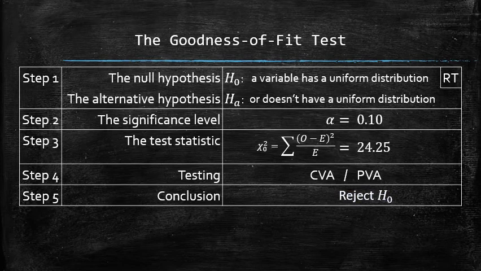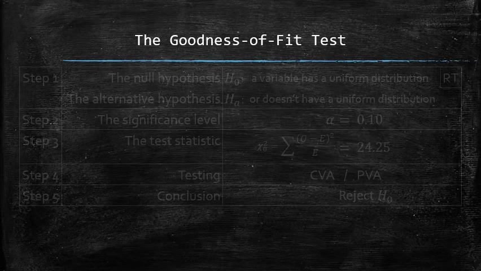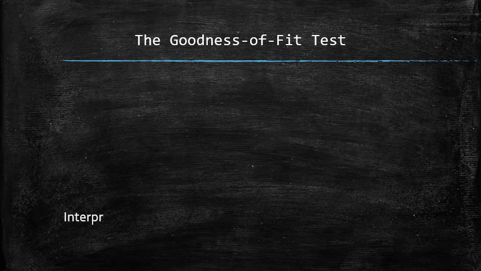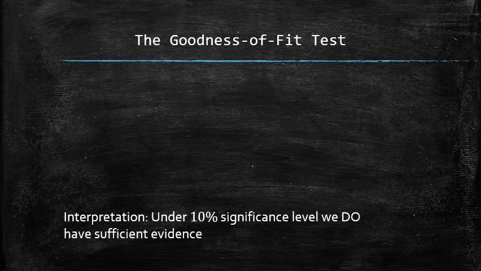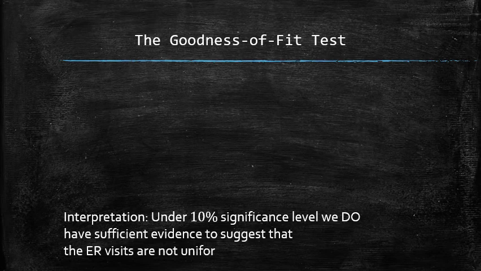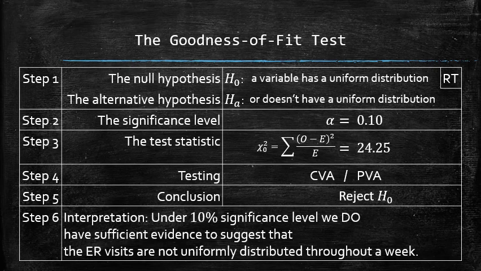Next, we are going to interpret the results. Interpretation. Under 10% significance level, we do have sufficient evidence to suggest that the emergency room visits are not uniformly distributed throughout the week. The hypothesis test is complete.